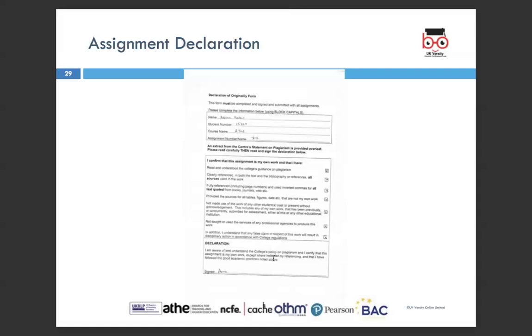Here is your assignment declaration sheet. You must sign your declaration sheet, which is available on your Moodle.